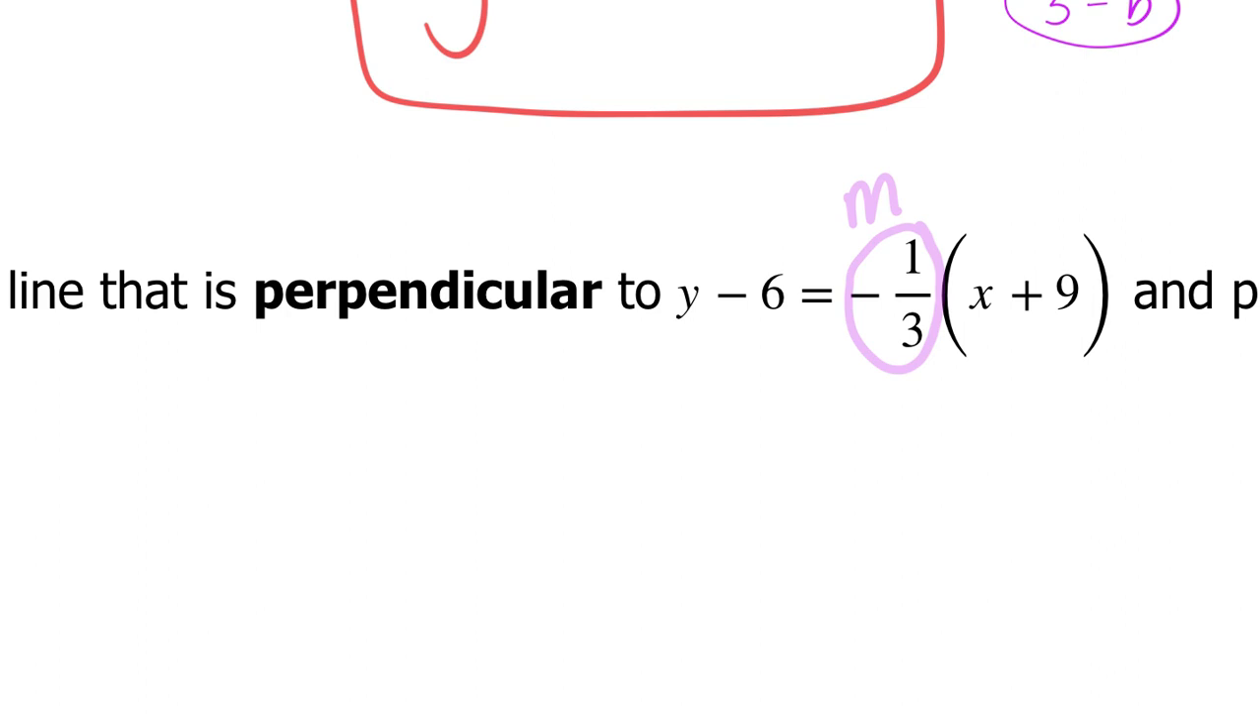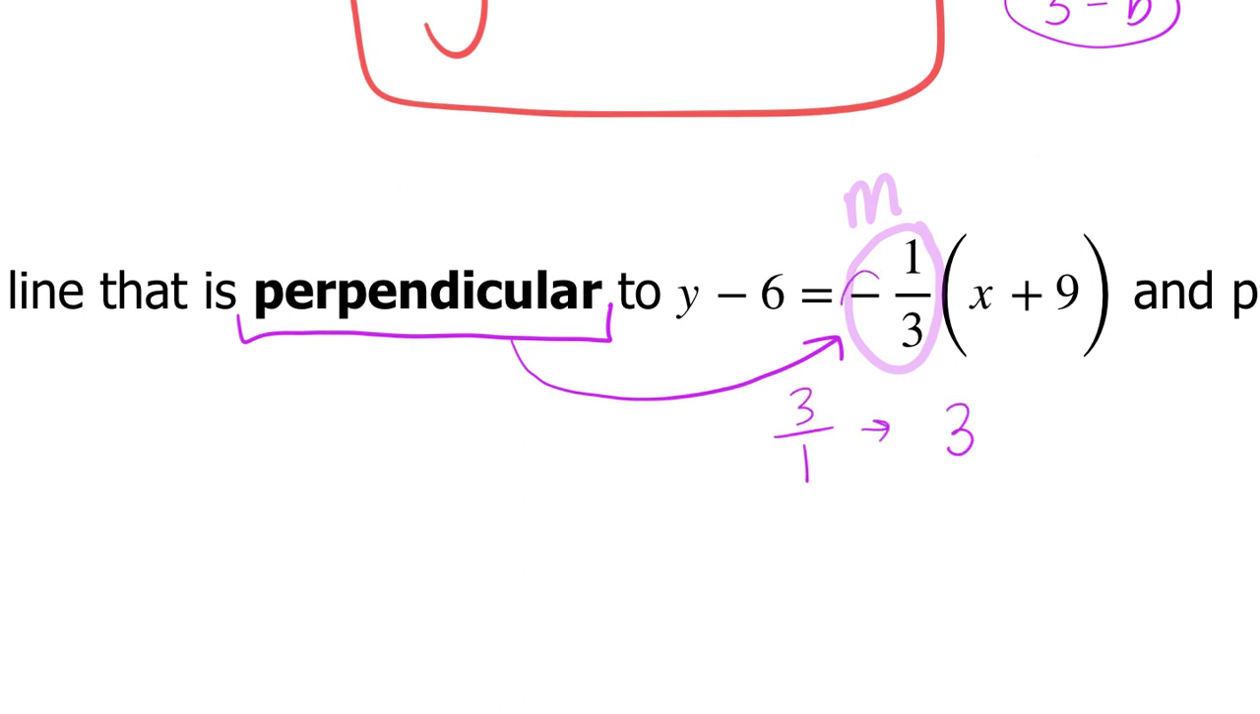Now we do want it to be perpendicular again. So I want to do the opposite reciprocal of negative 1/3. We're going to flip this upside down. If we flip it upside down, it would be 3 over 1, which is the same thing as 3. However, we have to change the sign, right? So it's definitely going to be positive. We want positive 3 over 1, which is positive 3, because opposite reciprocals are flipped, and you also change the sign. So our new slope here is positive 3.